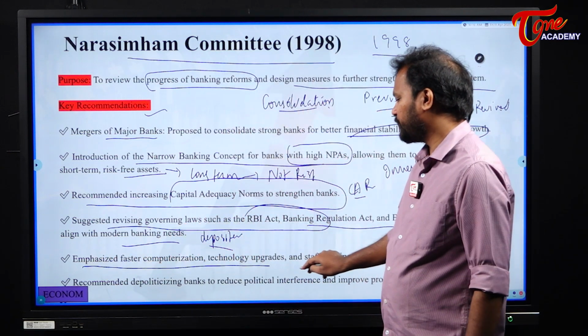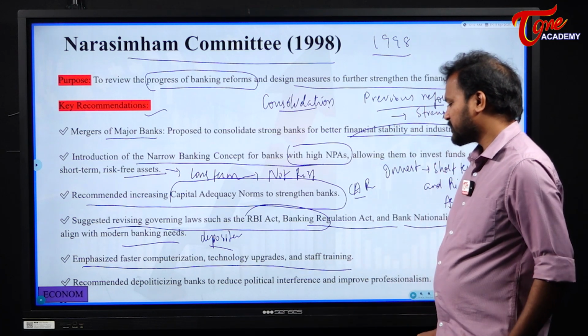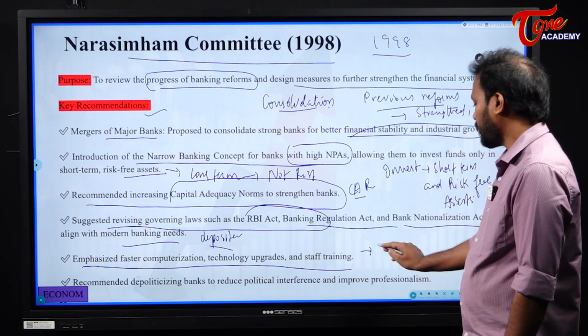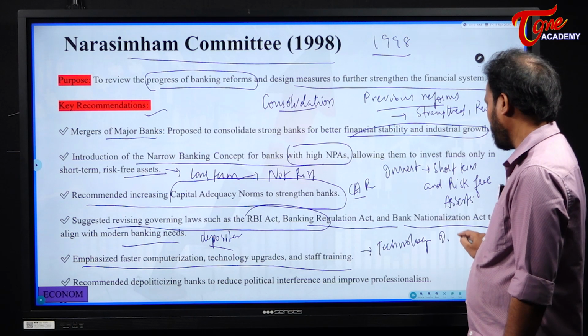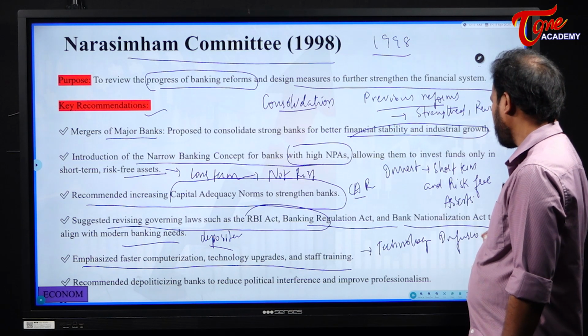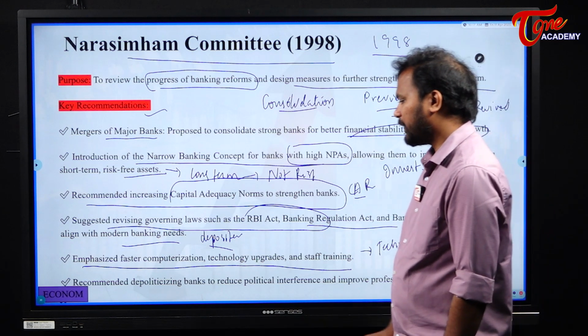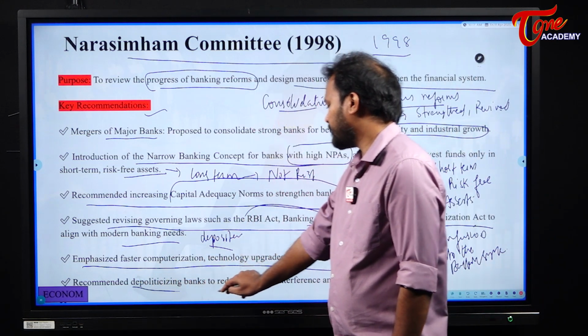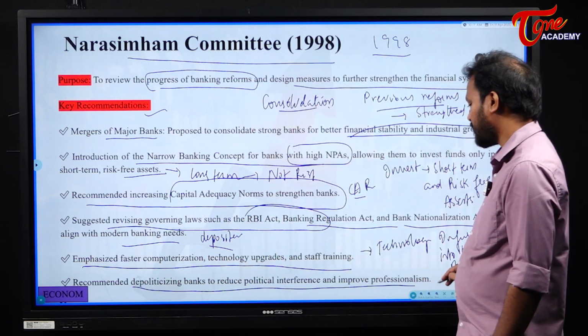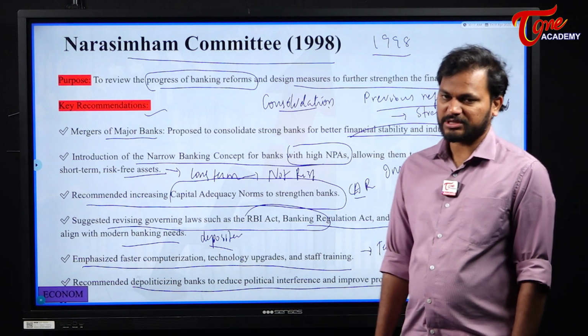Next, it emphasized faster computerization, technology upgradation and staff training. There should be a technology infusion into the banking system. That is the aim. Next, it recommended depoliticizing banks to reduce political interference and improve professionalism.